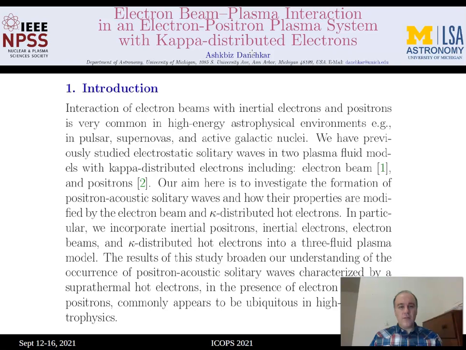In my presentation today, I will talk about my study of electrostatic solitary waves in a plasma which consists of electron beams, inertial positrons, inertial cold electrons, and hot superthermal electrons, which are modeled by Kappa distributions.